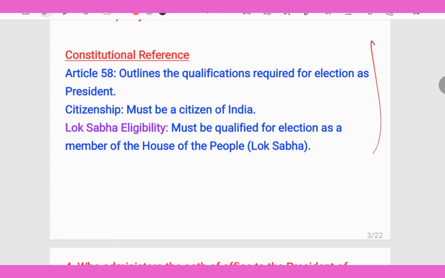Here are some other eligibility criteria. Article 58 outlines the qualifications required for election as President. Citizenship: must be a citizen of India. Lok Sabha eligibility: must be qualified for election as a member of Lok Sabha, but should not be a member of any house.